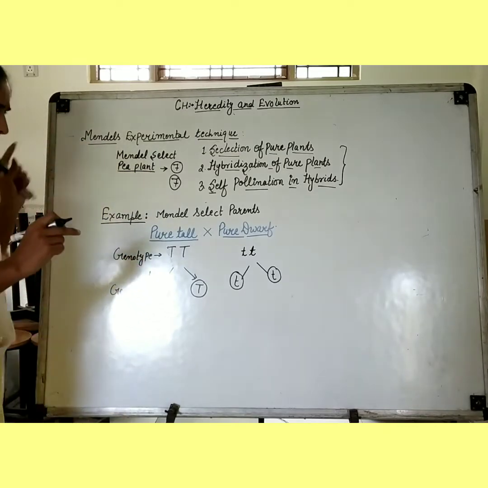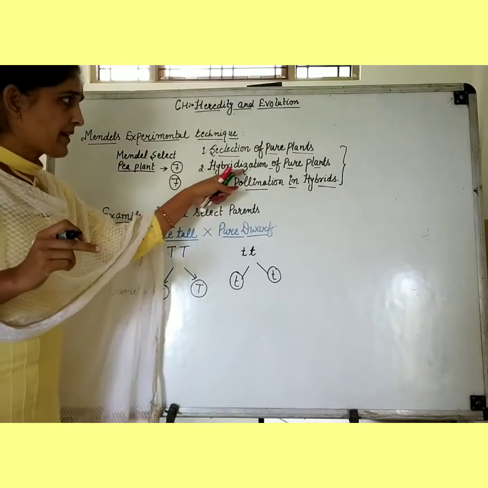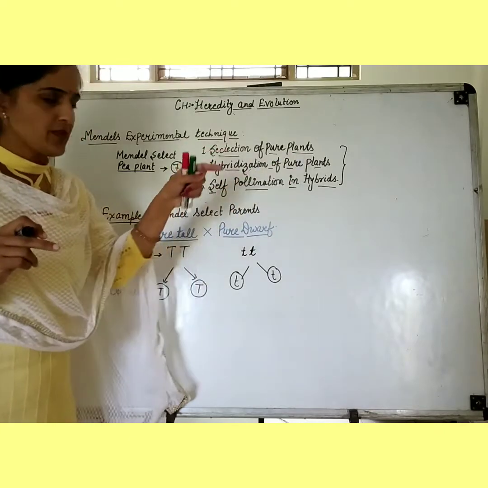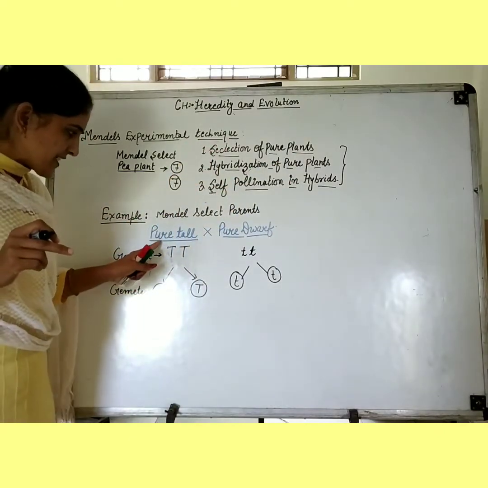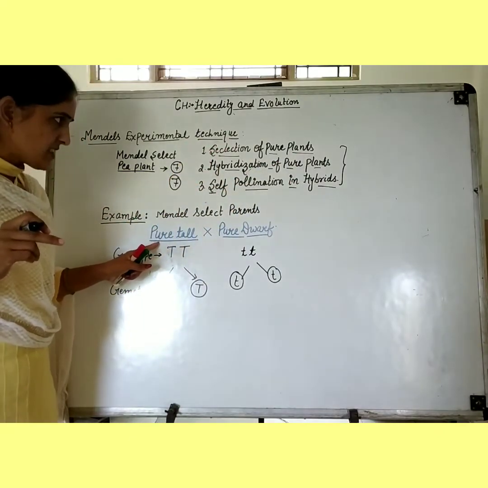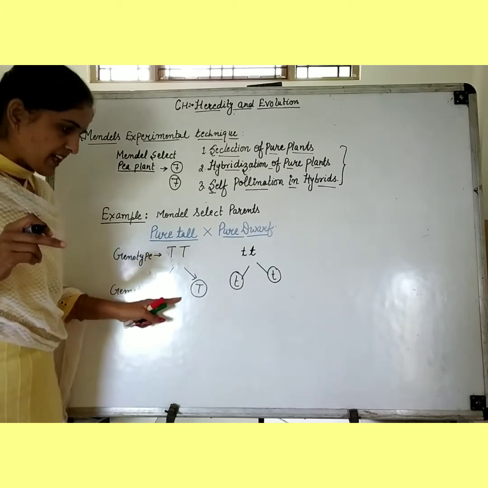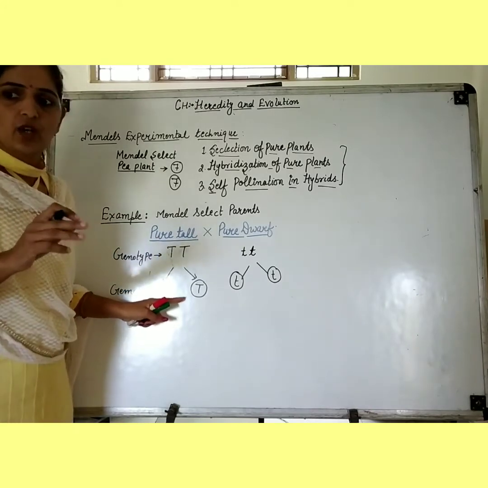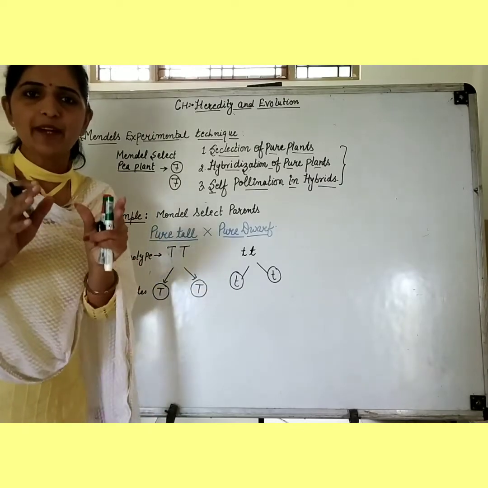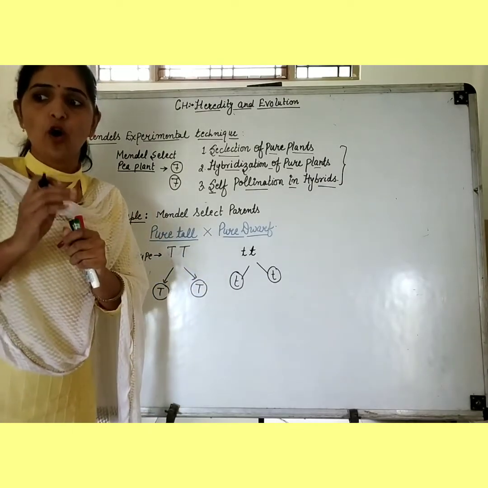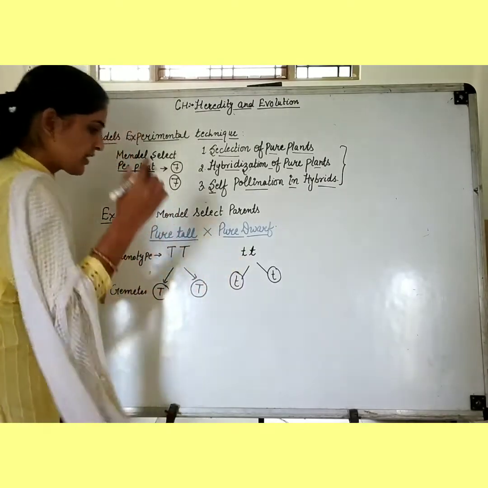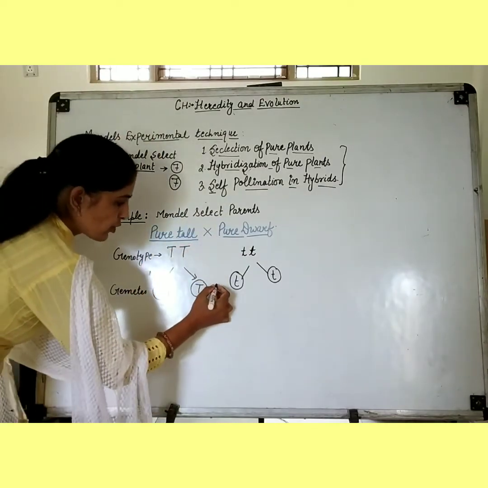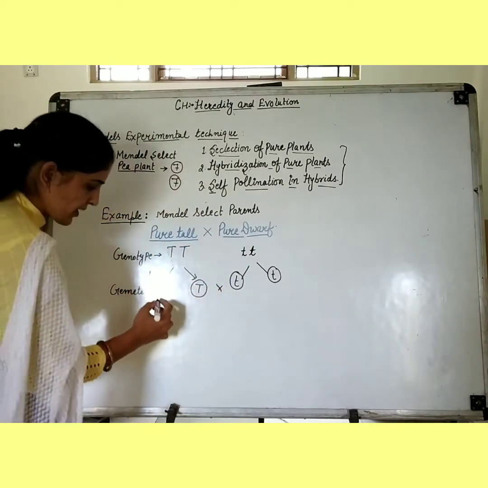After that, second step, hybridization of the pure plant. When these pure parents form the gametes, they hybridize. What do you mean by hybridization? Hybridization means crossing or mating between these two. And they cross these two types of gametes.